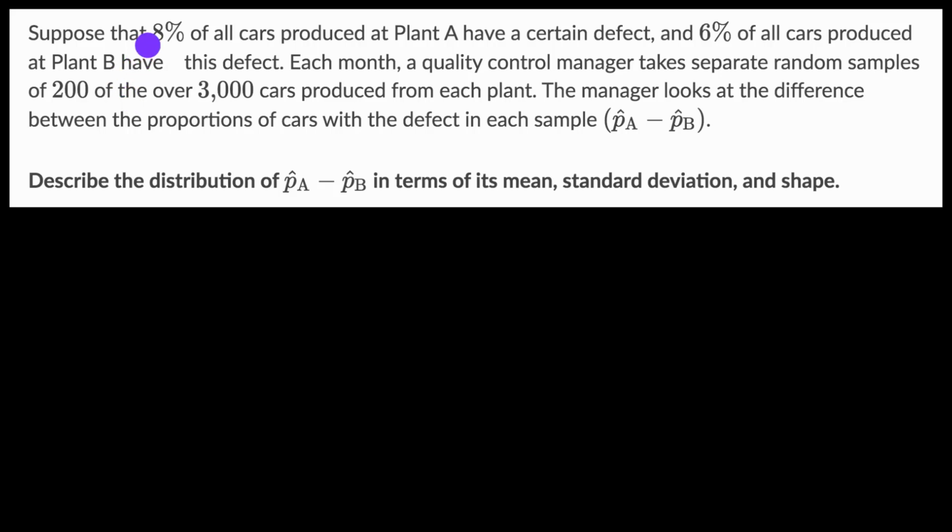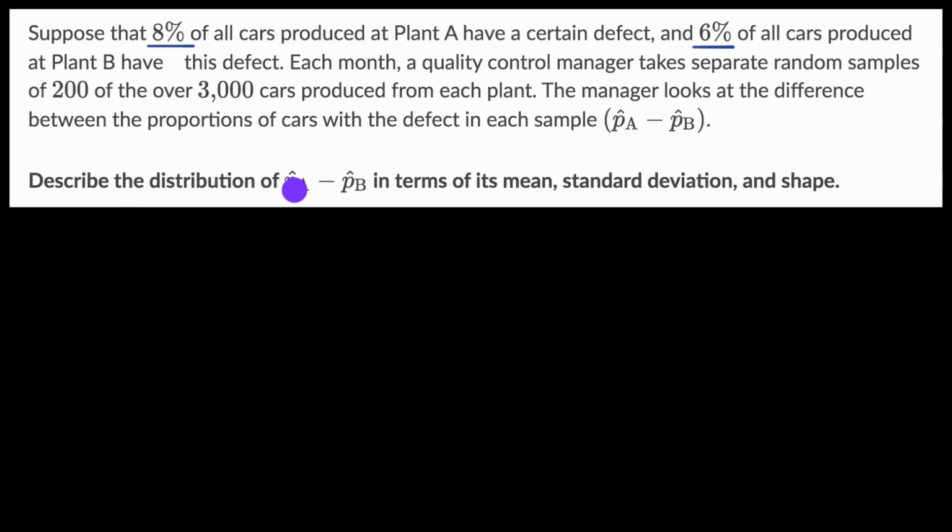We're told, suppose that 8% of all cars produced at plant A have a certain defect, and 6% of all cars produced at plant B have this defect. Each month, a quality control manager takes separate random samples of 200 of the over 3,000 cars produced from each plant. The manager looks at the difference between the proportions of cars with the defect in each sample. So they're looking at the difference of sample proportions every month.